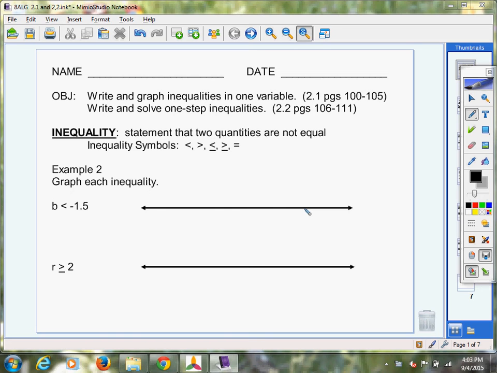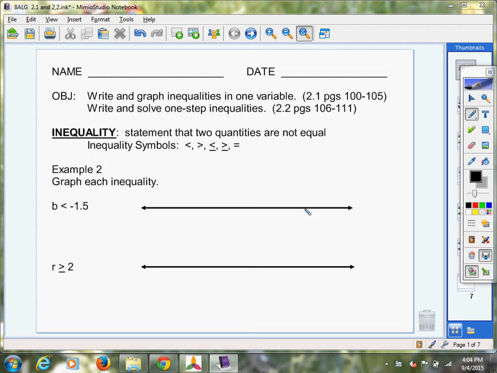8th graders, welcome back. We are getting ready to work on Chapter 2. Remember in Chapter 1, we worked with equations, and now we're shifting gears just a little bit, and instead of doing equations, now we're going to do inequalities.